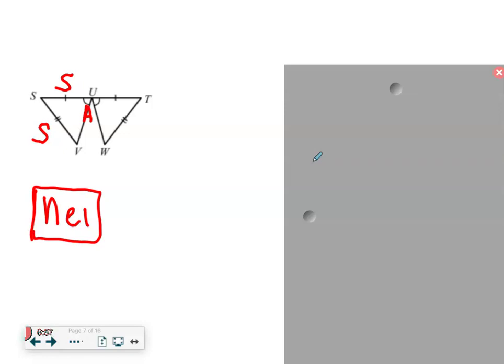Wait, why is it not enough info? Because your angle has to be the included angle. It has to be this angle right here. And it's not in the right spot. Why does it have to be that angle? Because for side, angle, side, it has to be the angle between. And the easy way to remember is if you go around it this way, it spells an inappropriate word.